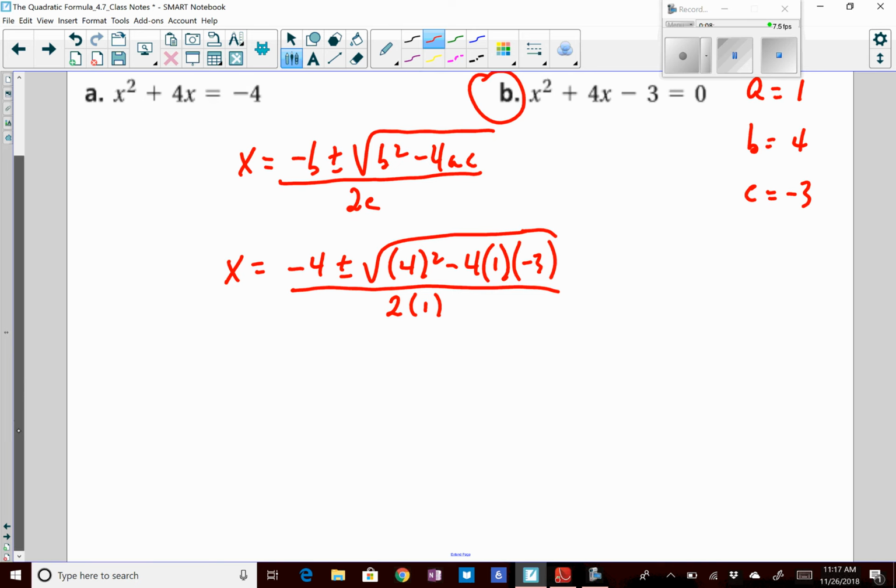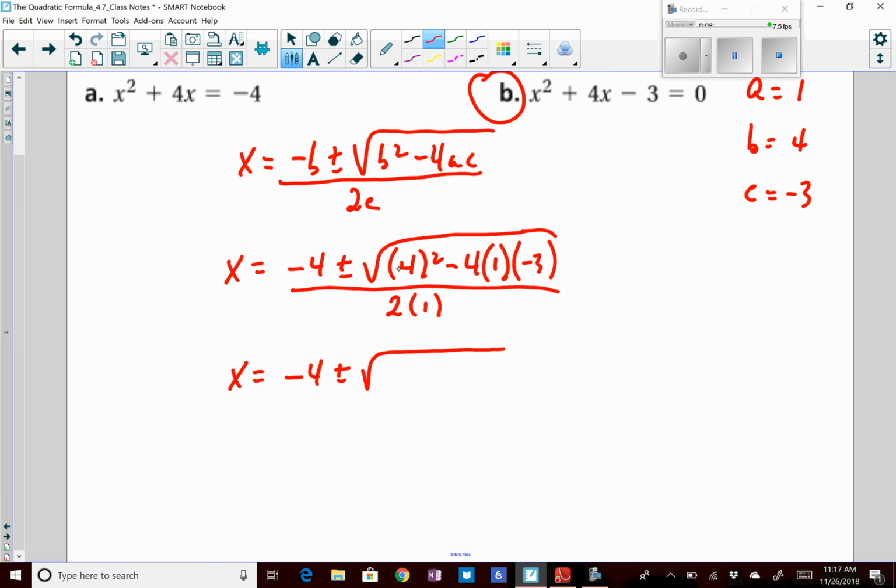All right, so now that we have that filled in, we can start to calculate. So negative 4 plus or minus. So again, 4 squared is 16. Negative 4 times 1 is negative 4. Negative 4 times negative 3 is positive 12. Okay, next step is to add what's in the radical.